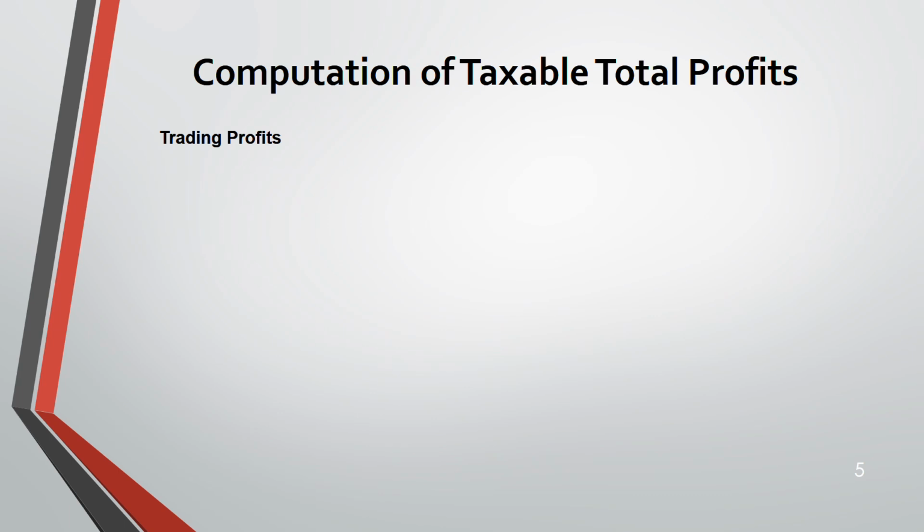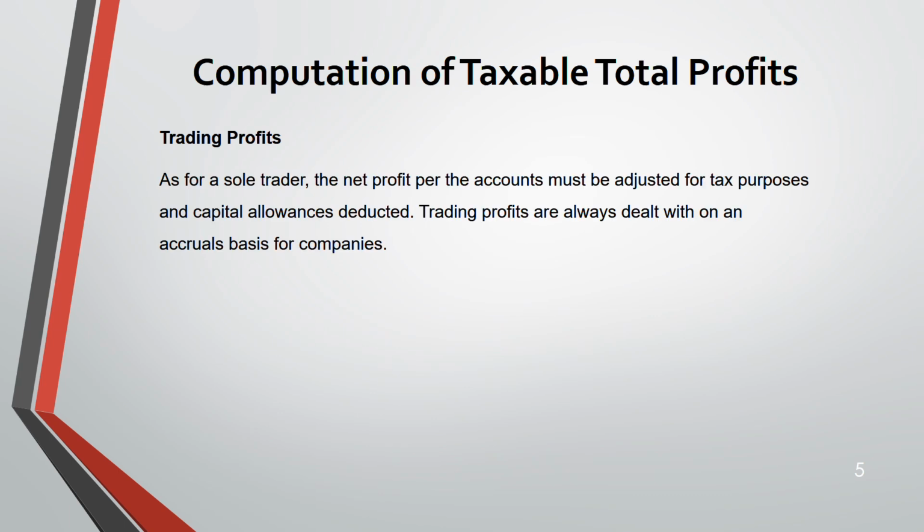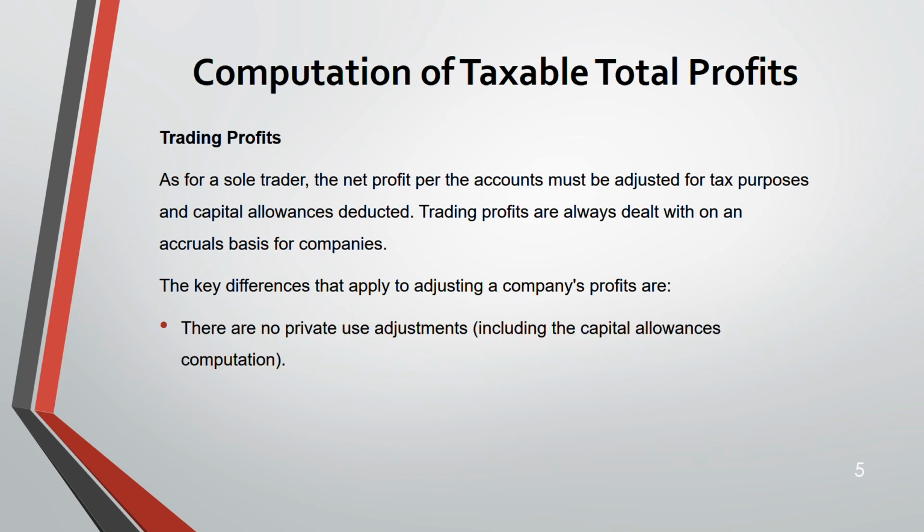Now, starting with the trading profit. For the sole trader, what do we do? You have to adjust the net profit for tax purposes, and capital allowances are deducted. Trading profits are always dealt with on an accrual basis for companies. The key differences that apply to adjusting a company's profits are these. Remember, we are in companies now. Here we have no private use adjustments, unlike in individuals.